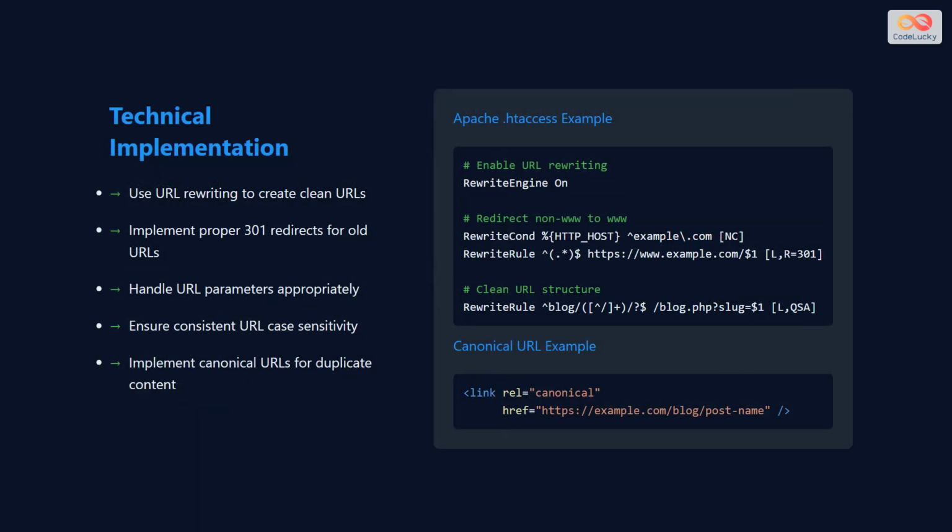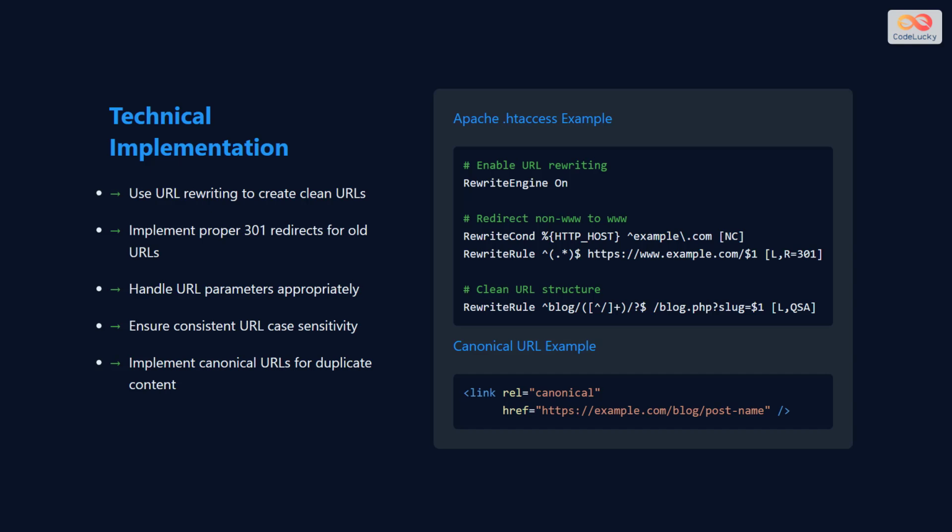Now let's delve into the technical aspects of implementing good URL structures. Firstly, use URL rewriting techniques to create cleaner URLs. Secondly, implement 301 redirects for old URLs. Thirdly, handle URL parameters appropriately. Fourthly, ensure consistent URL case sensitivity. And lastly, implement canonical URLs to manage duplicate content.